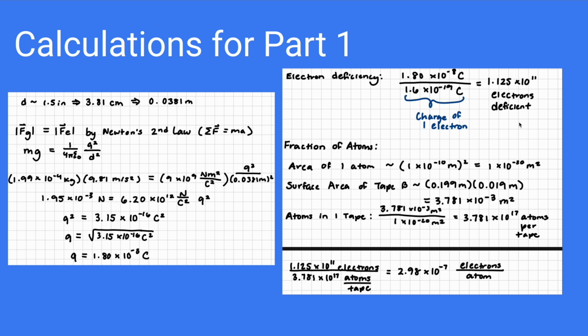It's deficient because it's a positive charge, as found by the fact that it was attracted to the negatively charged pen. For the fraction of atoms, I found the area of one atom, and then I did the surface area of the tape divided by the area of the atom to find the atoms per tape, and then I used that number to get the number of electrons per atom, which was 2.98 times 10 to the negative 7.